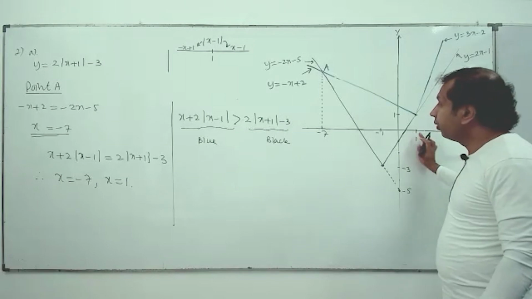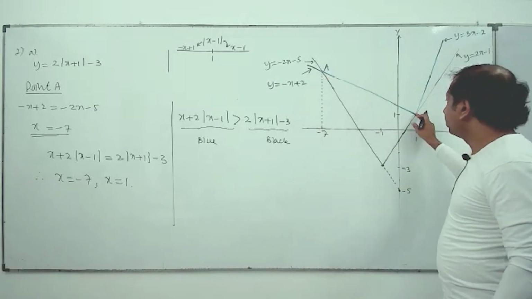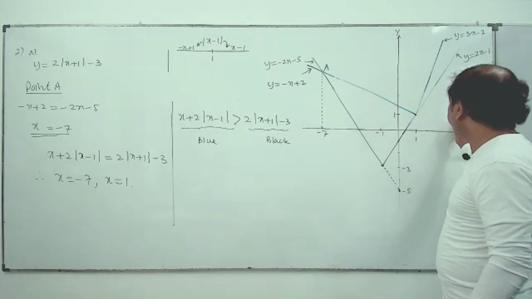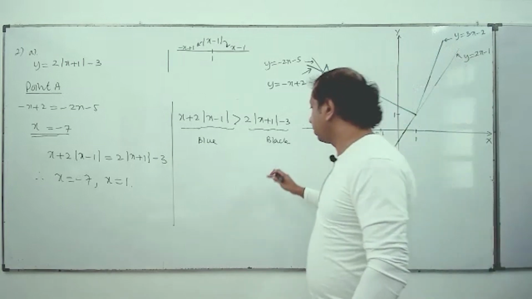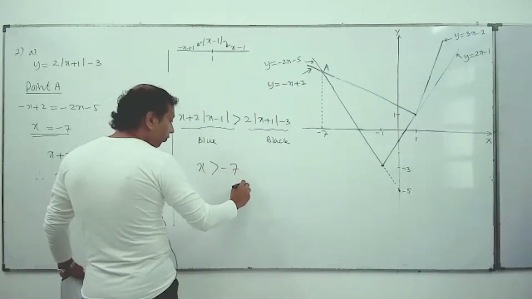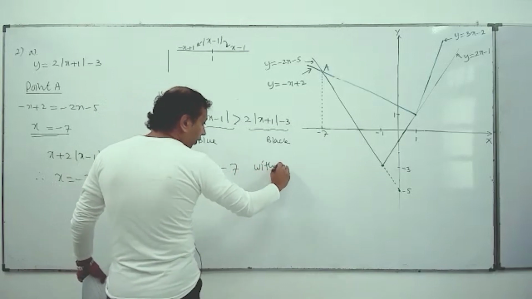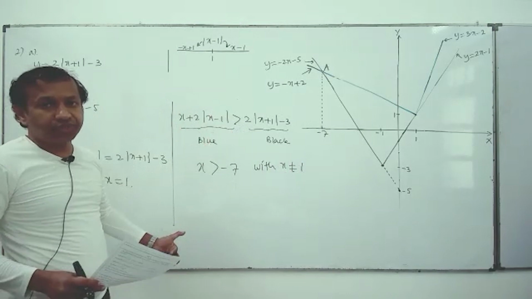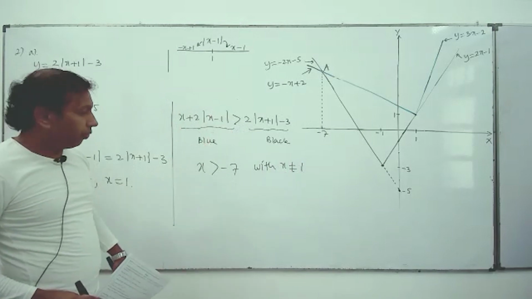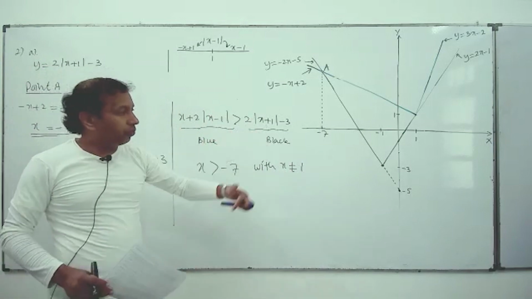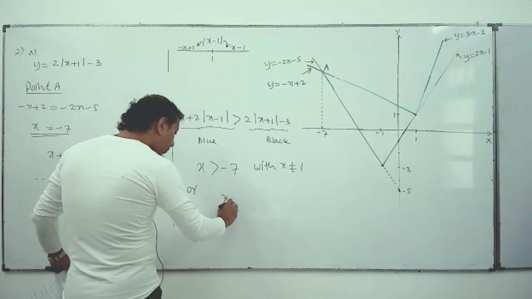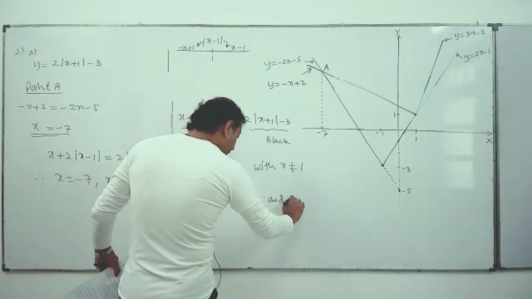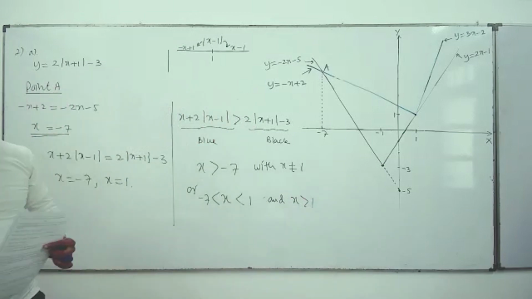Correct, no? On the right of minus 7, from here to here, the blue one is above the black. But here they are equal, that's why I say excluding this. After that, on the right of 1, again the blue one is above the black. So x is greater than minus 7 with x not equal to 1. Or we can write from minus 7 to 1, that is x less than 1 and greater than minus 7, and x greater than 1. This is also correct. That way you can write.